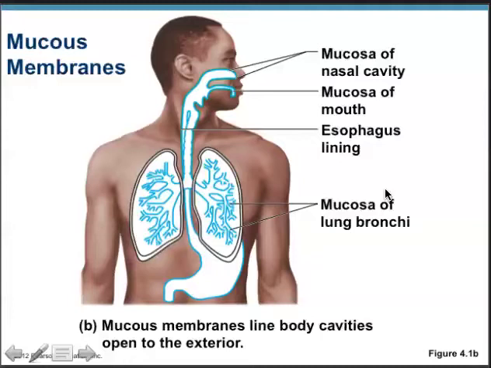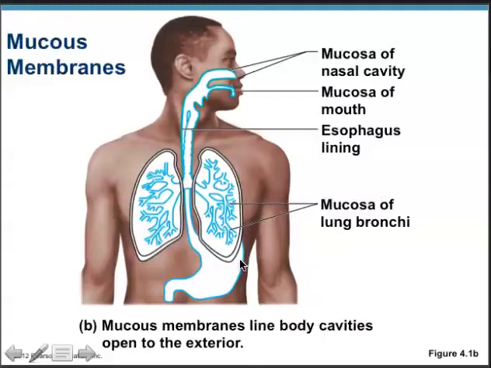Simple columnar epithelia is found in the rest of the digestive tract, and there is underlying loose connective tissue beneath all of these mucous membranes. It's deemed the lamina propria. This type of membrane lines all body cavities that are open to an exterior body surface, and it's adapted for absorption and secretion.